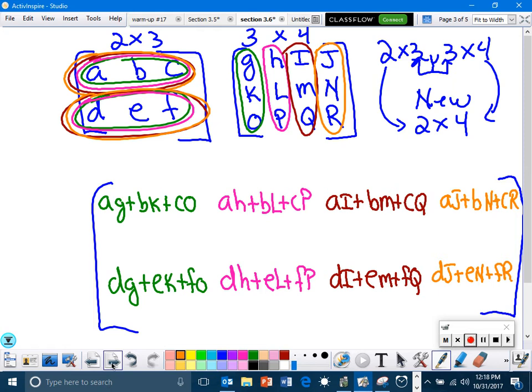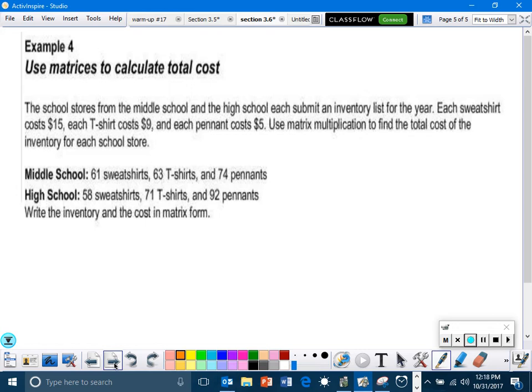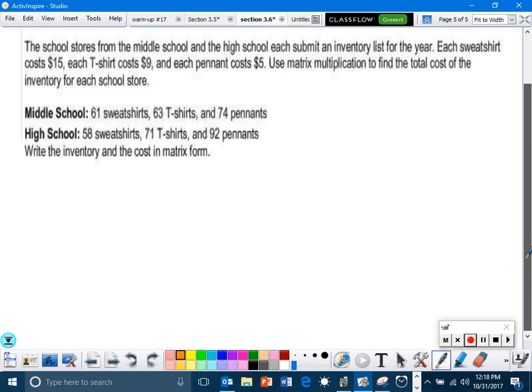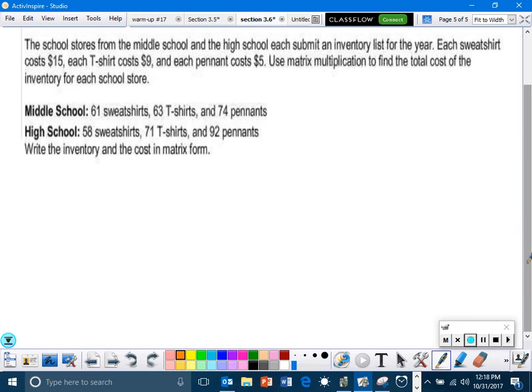Okay, so now let's look at a word problem. Use matrices to calculate the total cost. The school store for the middle school and the high school each submit an inventory list for the year. Each sweatshirt costs $15, each t-shirt costs $9, and each pennant costs $5. Use matrix multiplication to find the total cost of the inventory for each school. So we have to set up a matrix. Now we're dealing with the middle school and the high school, so we're going to do 2 rows. The middle school and the high school will be the rows.